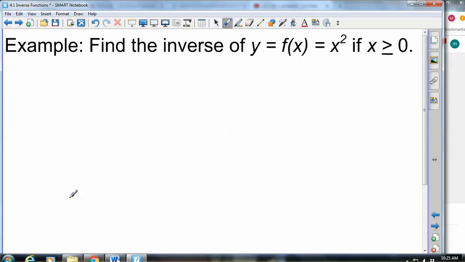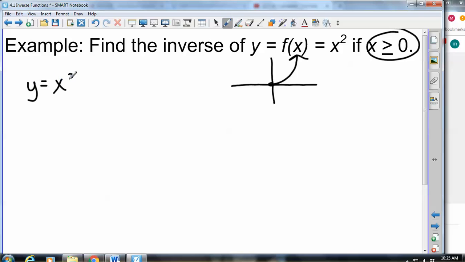X squared, we already saw an example where it failed the horizontal line test, so you can't find its inverse. But I put a restriction here that x had to be greater than or equal to 0. That meant we're only looking at the positive half of this graph. So if I were going to find the inverse, your f of x is your y. If you switch x and y, what would you have to do to get rid of your square? And when you take the square root, you do plus or minus.